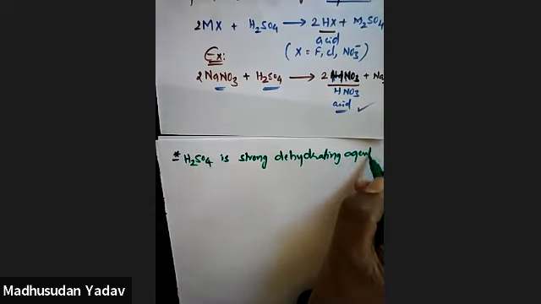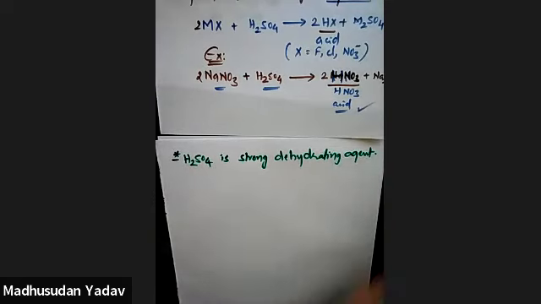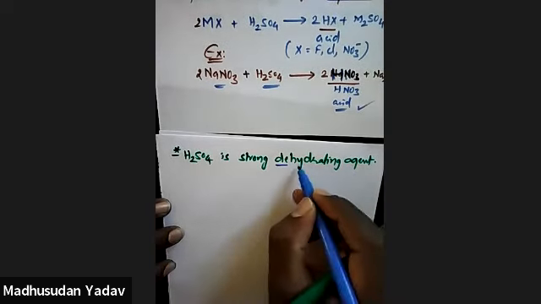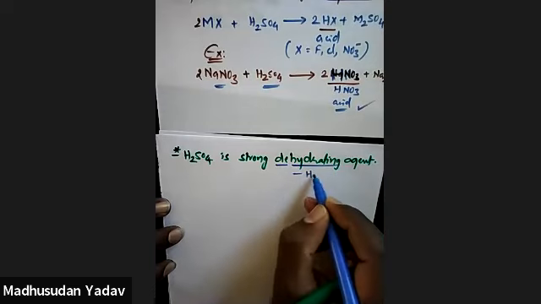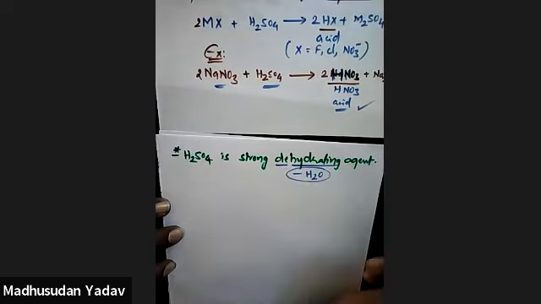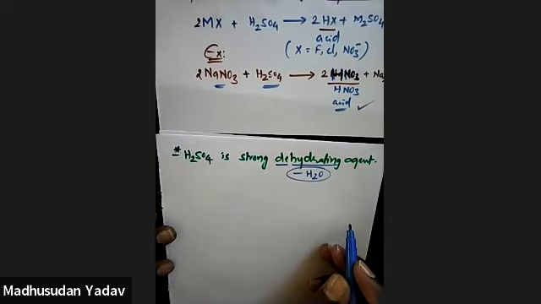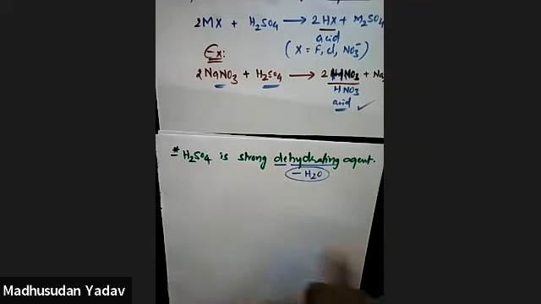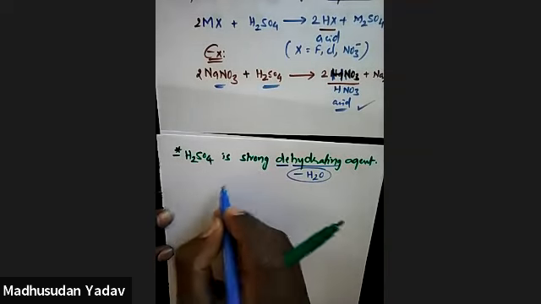It is acting as a strong dehydrating agent. What is meant by D? D means removal, hydrating. That means removal of H2O, minus H2O. It acts as a dehydrating agent, so it removes water. Mainly it is used in carbohydrates.